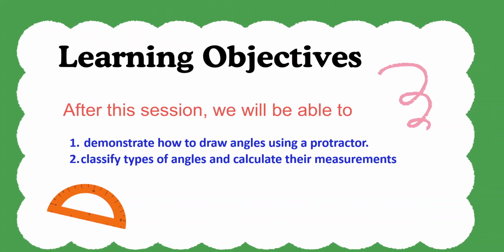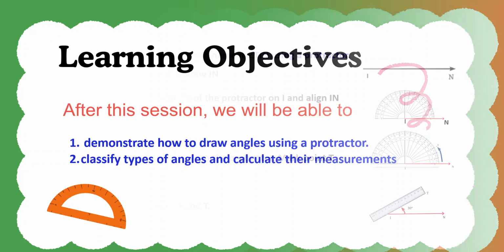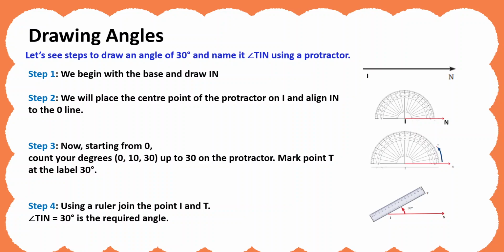Let us start the next topic of lines and angles of chapter 2, grade 6 mathematics. Learning objectives. After this session, we will be able to demonstrate how to draw angles using a protractor, and we will be able to classify types of angles and calculate their measurements. Let us see an example of drawing angles. Here, let us draw a 30 degree angle, notated TIN. So let's see the steps to draw an angle of 30 degrees and we will name it TIN.